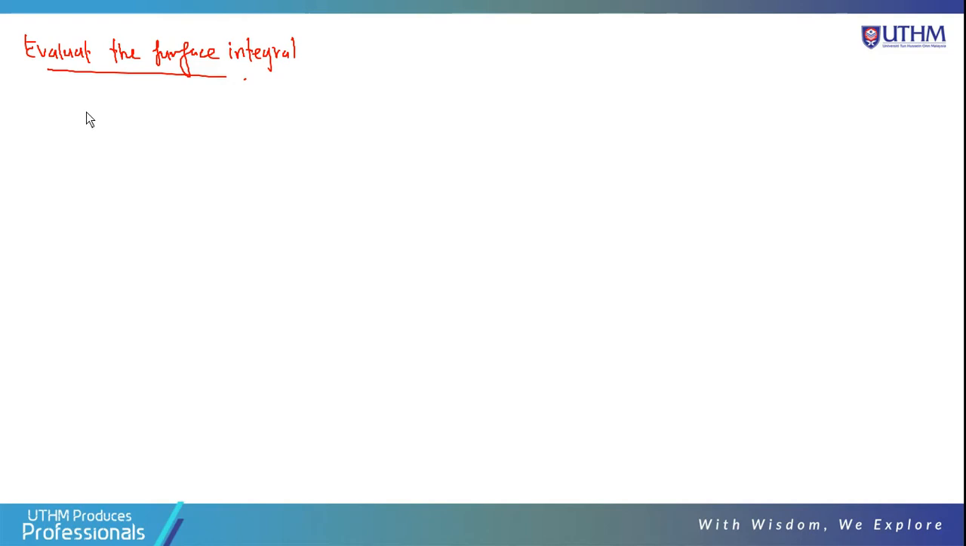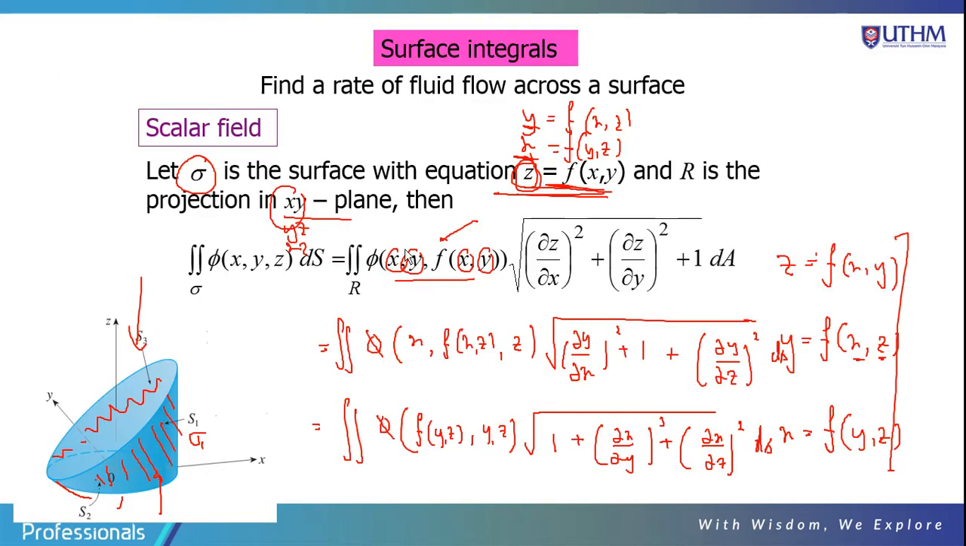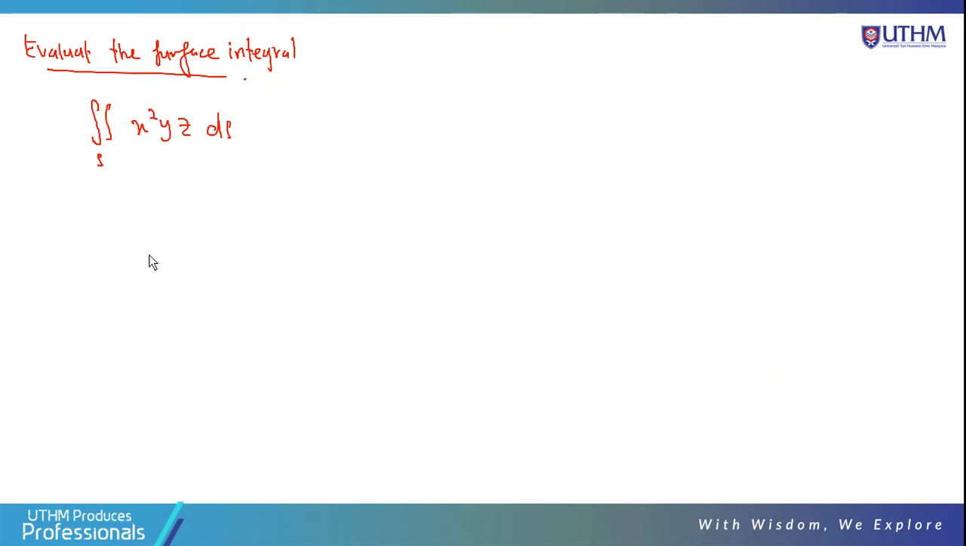Given the scalar field, the surface integral of x squared yz dS. You know this is in the form of a scalar field, dS. This represents the scalar field. If you find the question in this form, you know this is a surface integral for the scalar field.